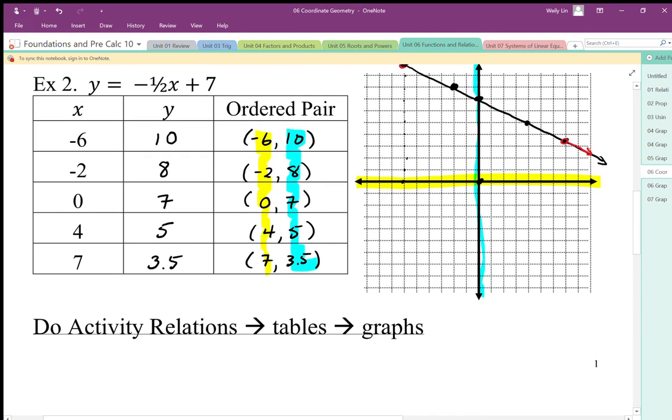At this point, I would like you to do that next handout. It's called Relations Tables Graphs. I want you to do this on your own, and then check the next video to see if you've done this correctly.